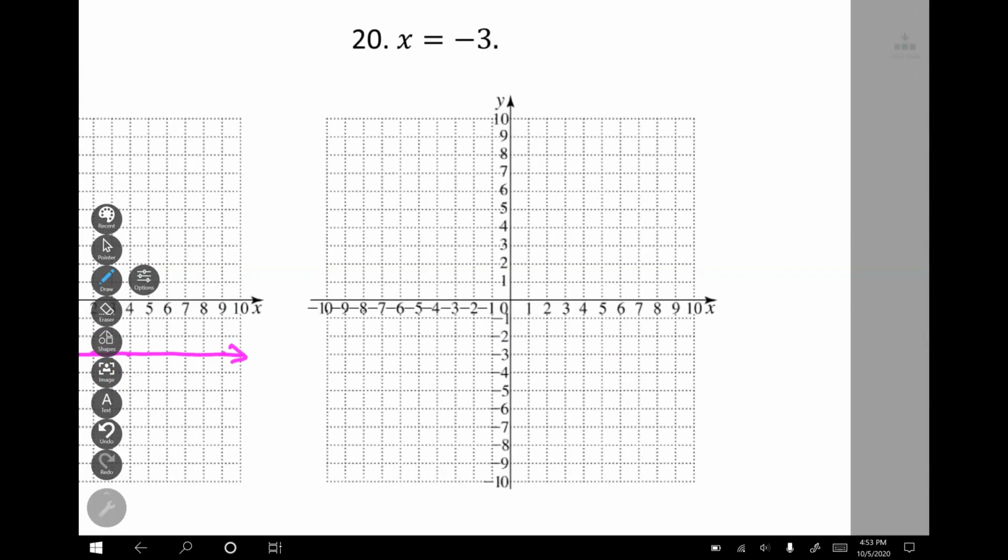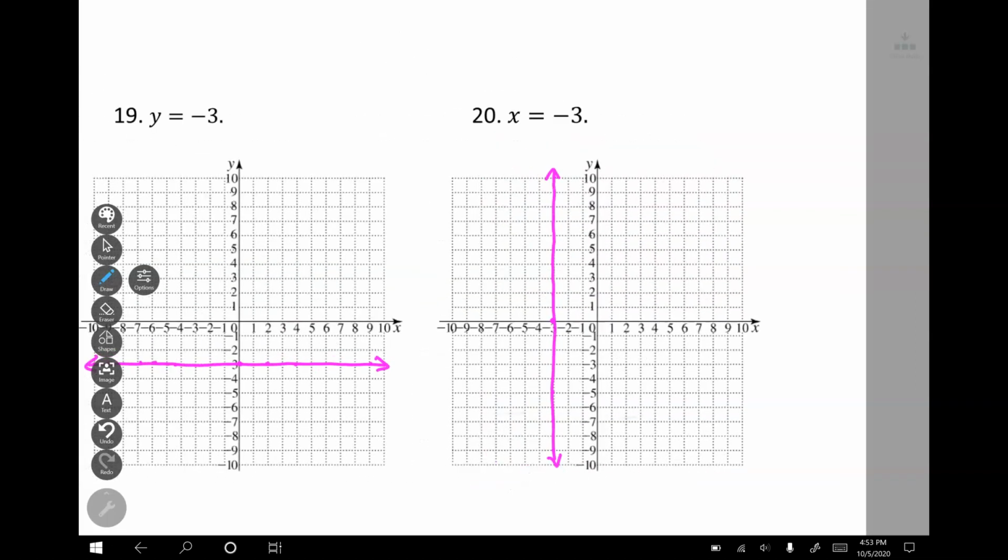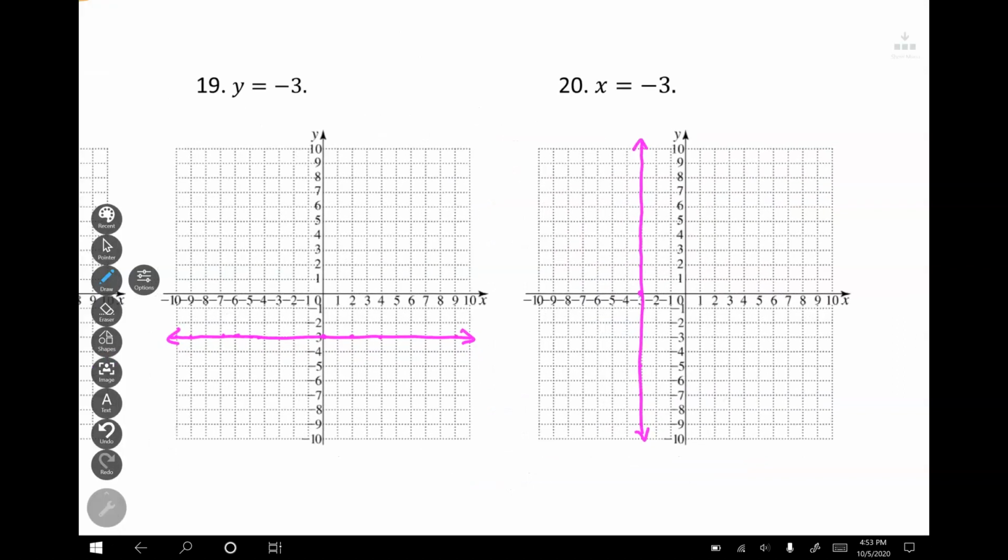Now what about x equals? Let's find every single point where x equals -3. Here's one point where x equals -3. And another, and another. All of these points, x equals -3. So that's going to end up being the vertical line going through x equals -3. So with those equations, you're literally getting the line that goes through every single point where x or y equals that value.